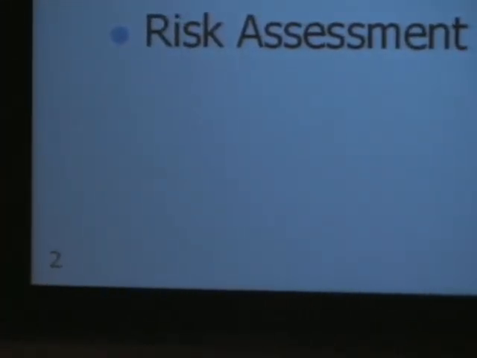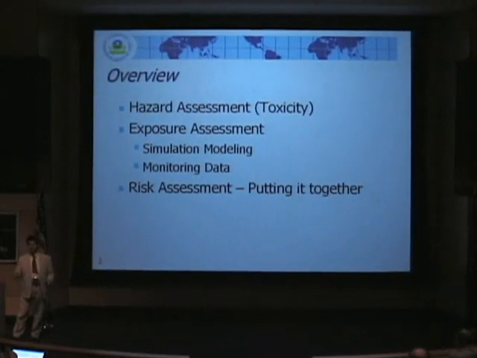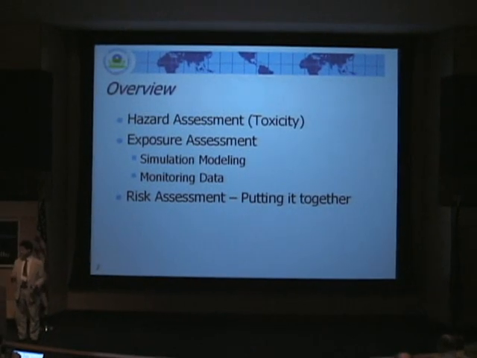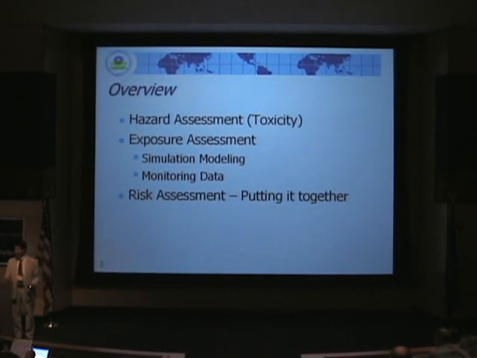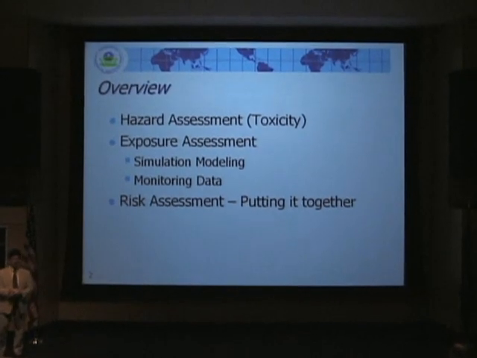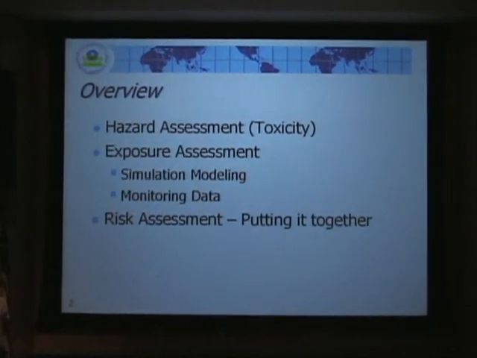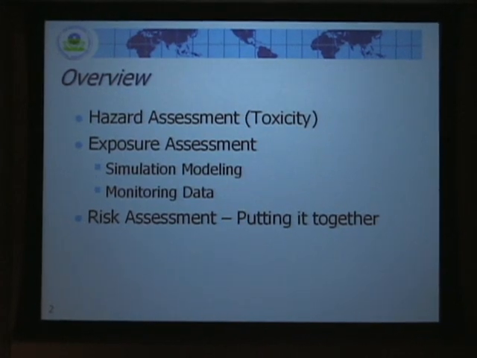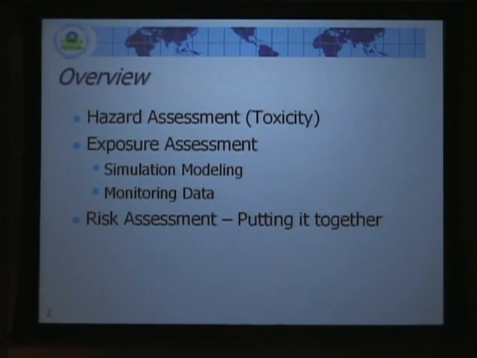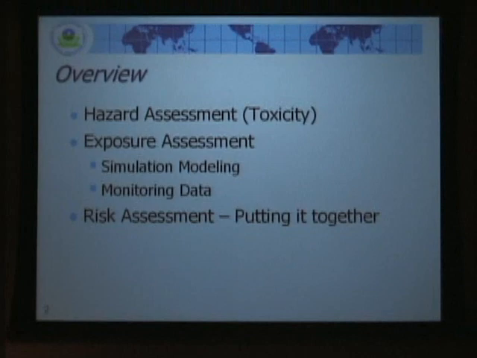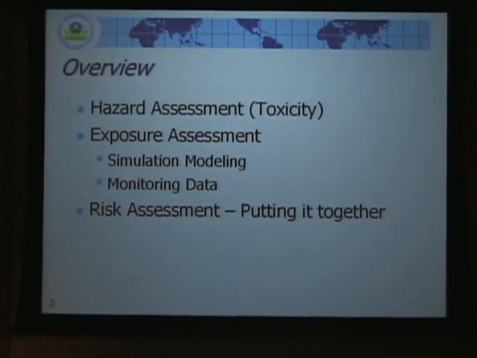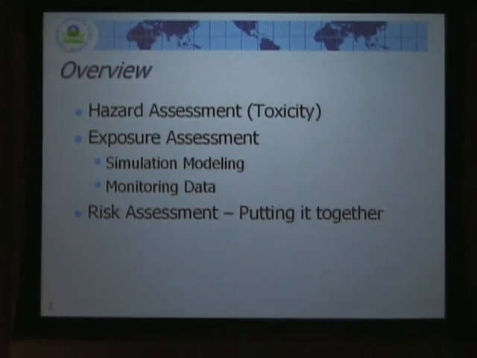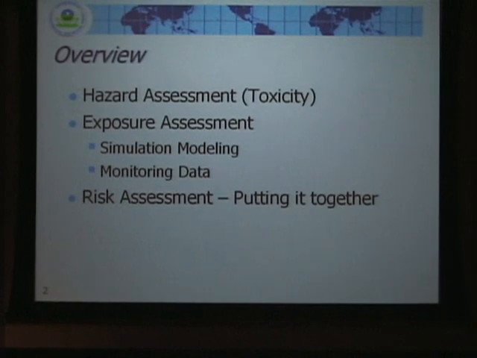Overview: I am going to give a brief overview of how we assess risks in general, and I'm going to talk a little bit about terrestrial risk. I'm mostly going to focus on risks to water that's used by wildlife for habitat, and also water that's used for drinking water. I'm also going to talk some about how we do our simulation modeling and how we use monitoring data, and a little bit on risk assessment, putting it all together.